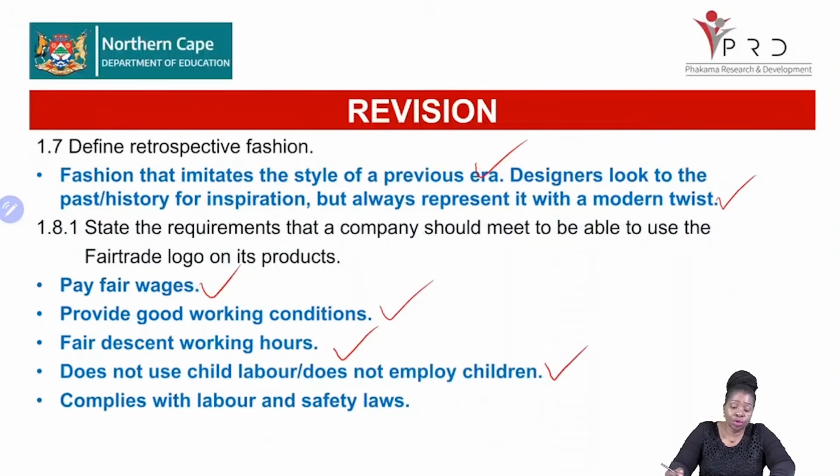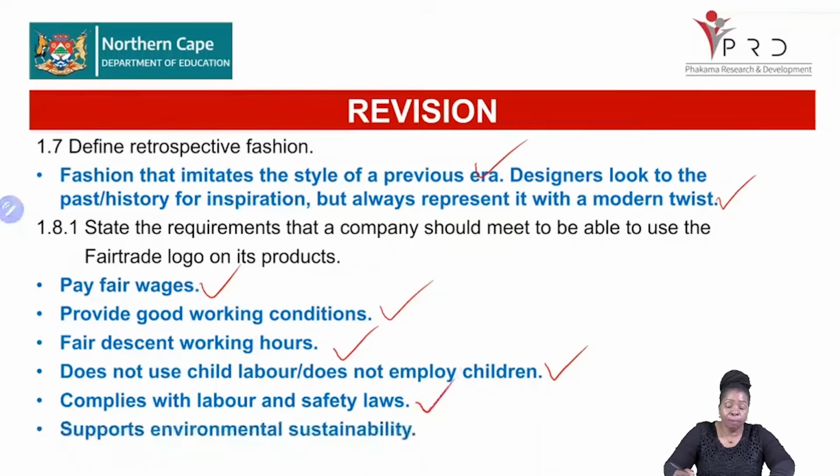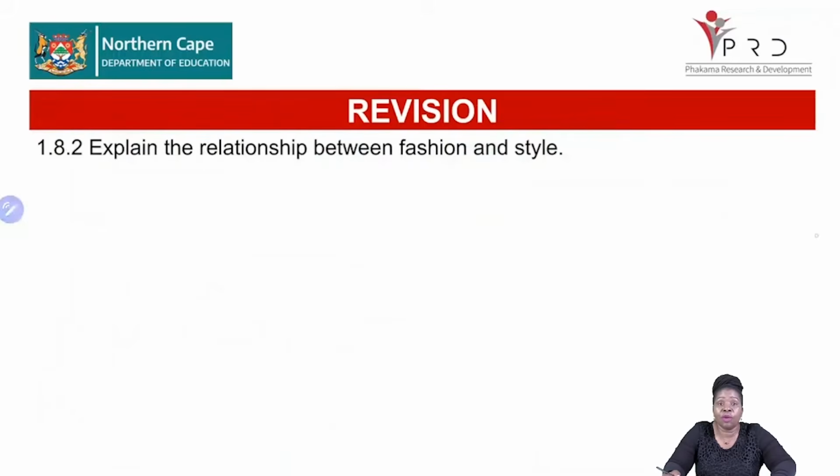Also, they must not use child labor, or they do not employ children. Also, they should comply with labor and safety laws. And they must also support environmental sustainability. So those are the requirements that a company should meet to be able to use the fair trade logo on their products. Right, let's move on to the next question.